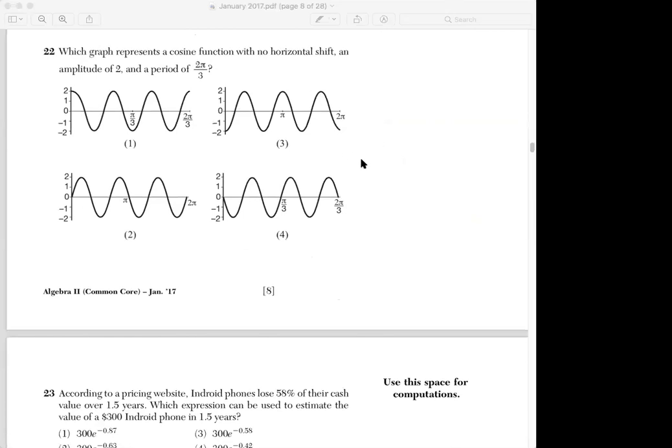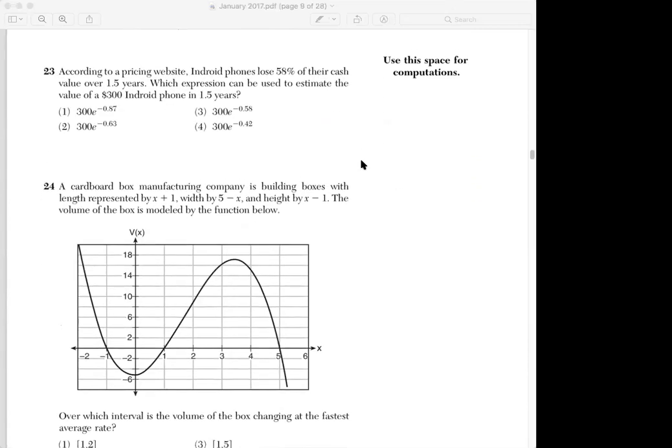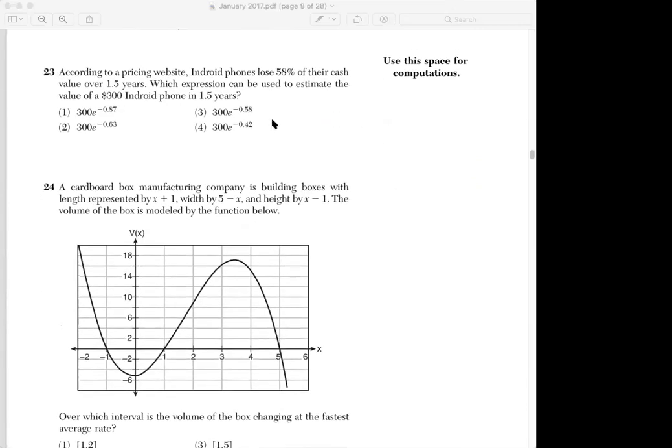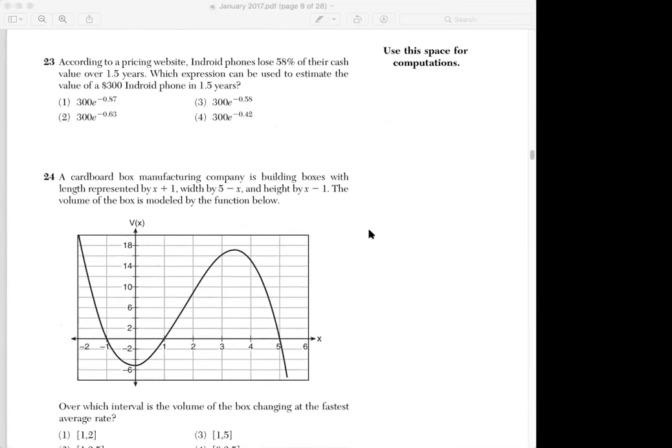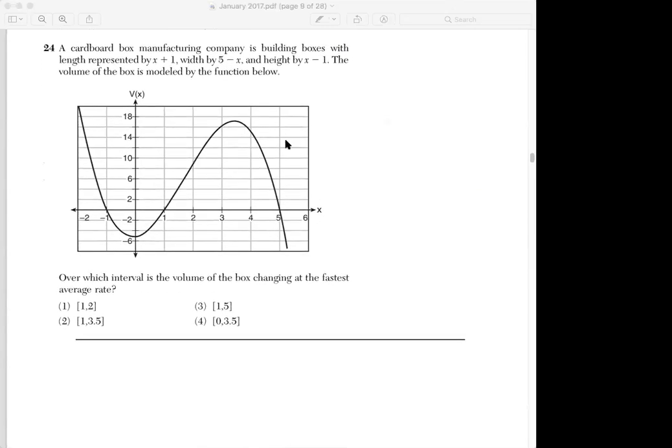We don't know how to do this one, number 22. We don't know how to do 23 yet. Let's take a look at 24. I do believe we can do that.